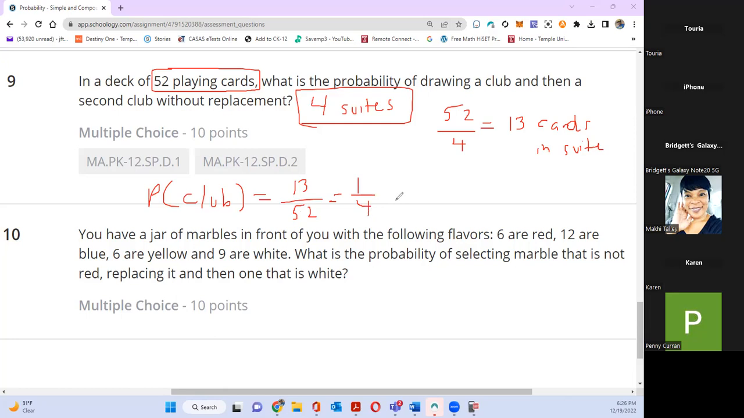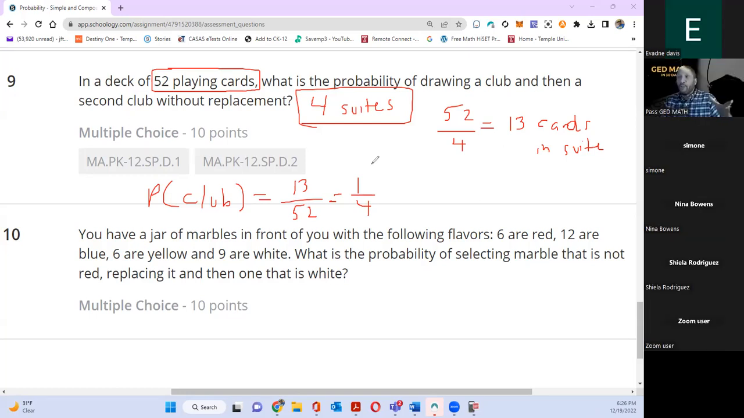Now, the second part of this is what makes this a compound probability, because there are 2 events. I'm not drawing just 1 club, I'm drawing 2 clubs. But this is what I want you to understand. You find the simple probability of each event, and then you multiply them together. So what does without replacement mean? Without putting them back, right?